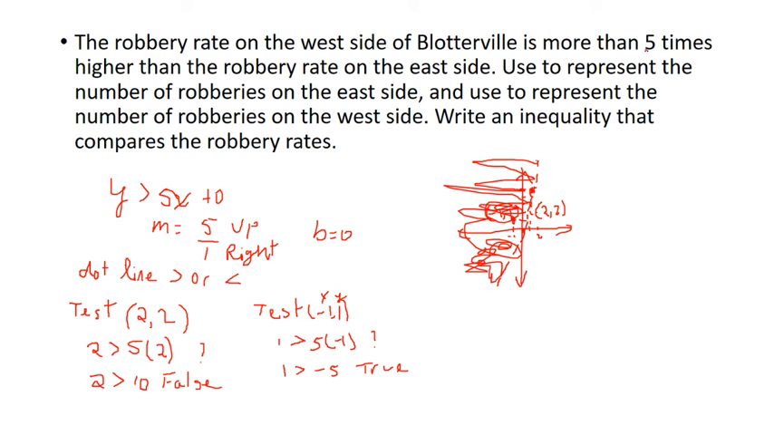Notice on this one here we have only one piece of information. That's why it's better to write the equation as y is greater than 5x. On the previous one, we were given more information, so we wrote the inequality in standard form.